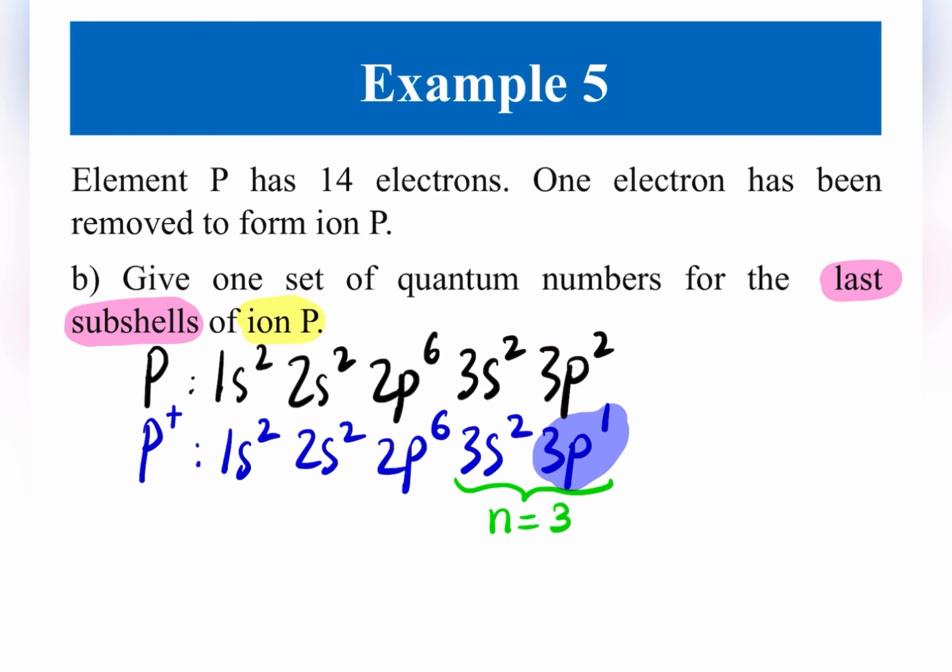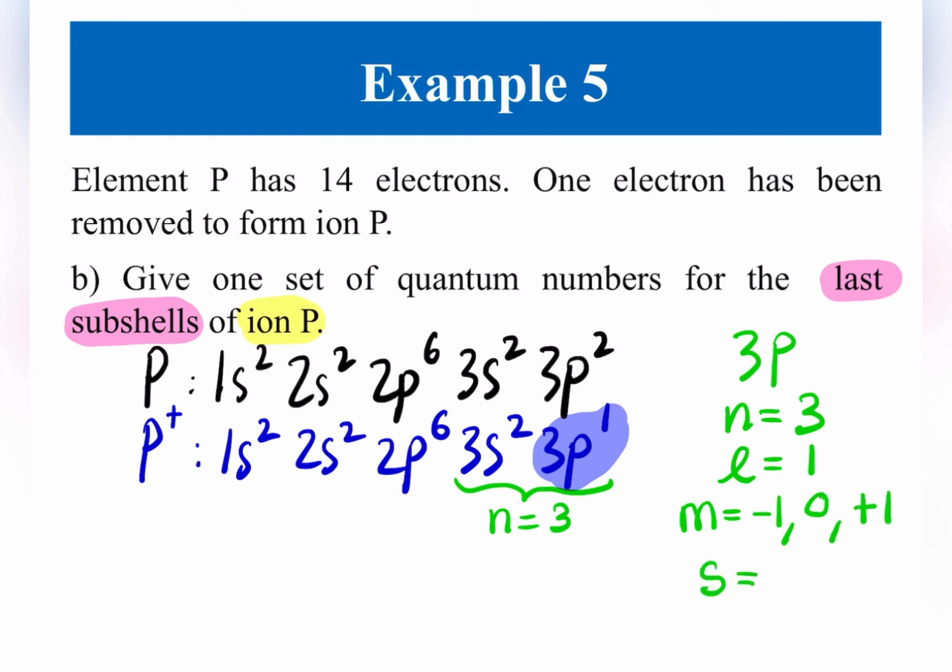Okay, so what will happen? Take out the information that you have, 3p, where n equals 3, as you see here in front of it. And then the l value based on p orbital adalah l equals 1. And then your m value can be -1, 0, +1. And your electron spin s value can be +1/2, -1/2.